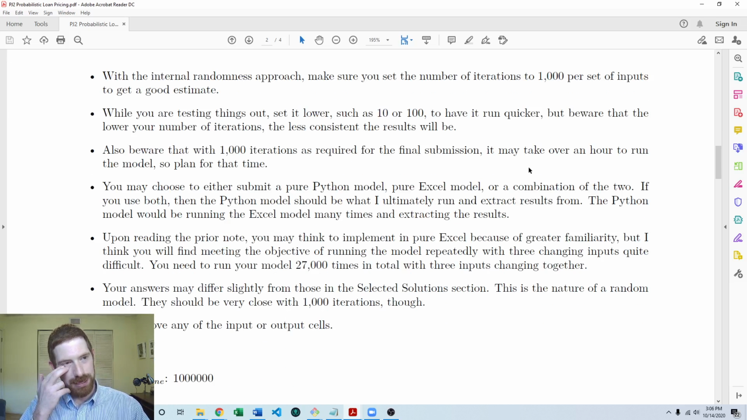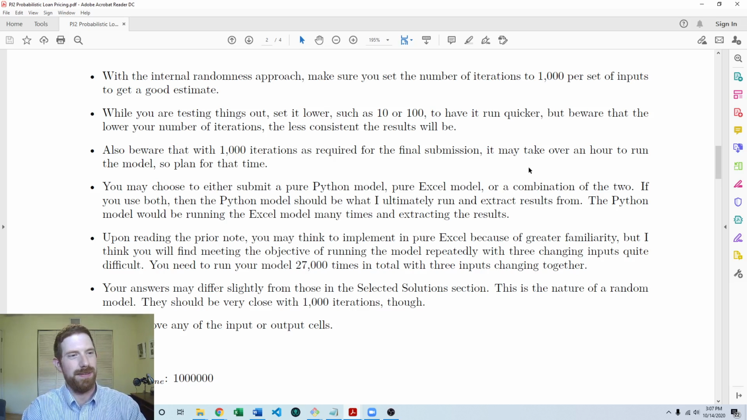When you're doing the internal randomness approach, you're going to be running the model a bunch of times to discover what the true expected IRR is for each set of inputs. Each time it's picking a different default case each time you run the model. So now that it's not a deterministic model, you put the same inputs in and you're going to get different outputs each time. So you've got to keep running it, and then you've got to take the expected value across the iterations to get an actual estimate of the result. And the greater number of iterations you use, the more accurate that answer is going to be, but the longer it's going to take to run your model.